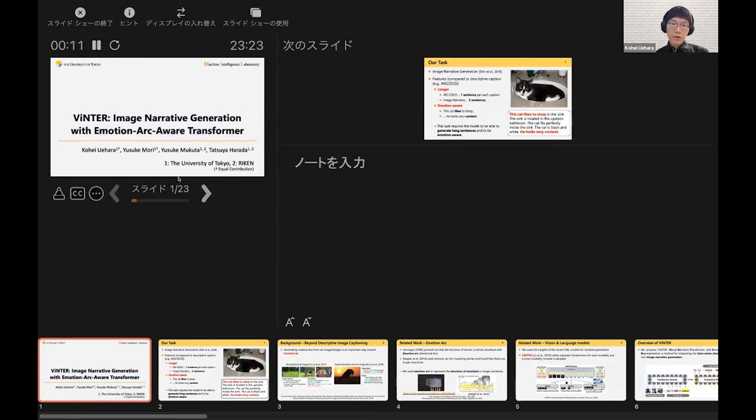Hello, I'm Kohei Uehara from the University of Tokyo. Today, I'd like to talk about our recent work on image narrative generation with emotion arc aware transformer. This is joint work with Yusuke Mori, Yusuke Mukuta, and Tatsuya Harada.